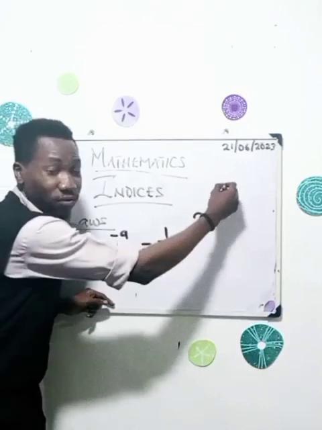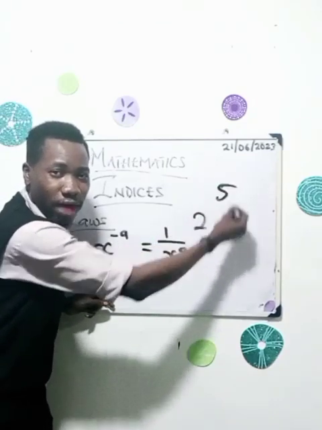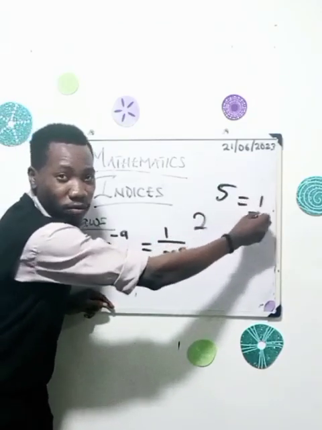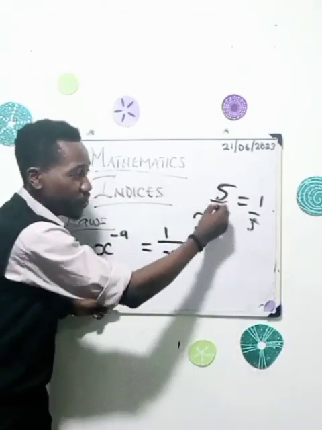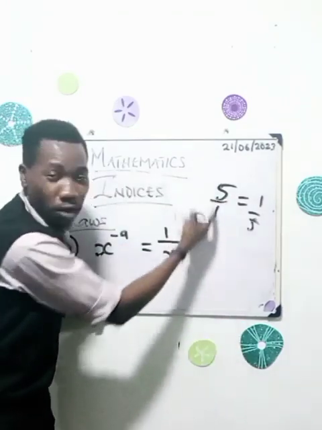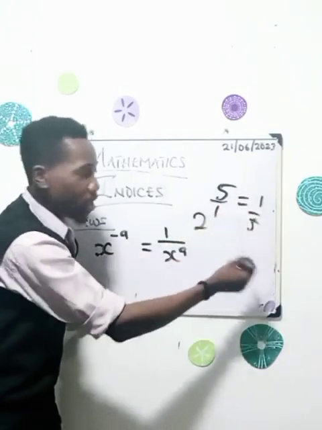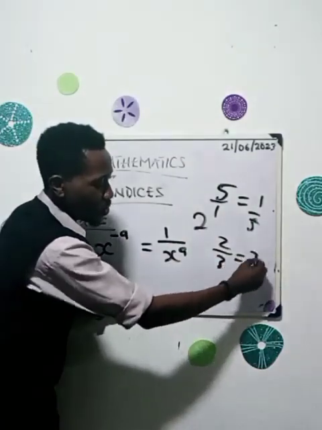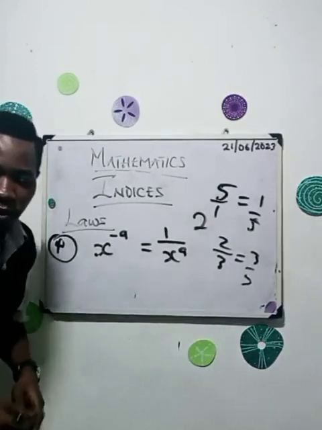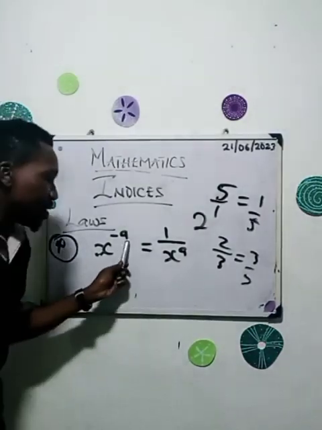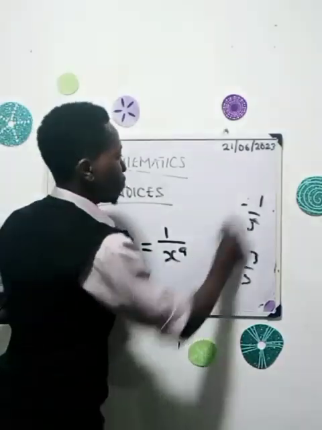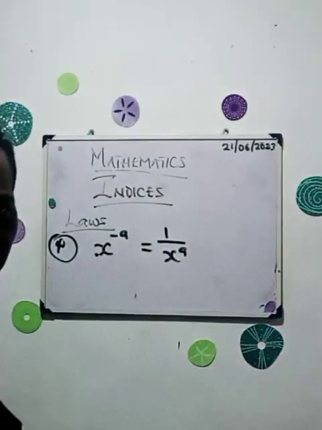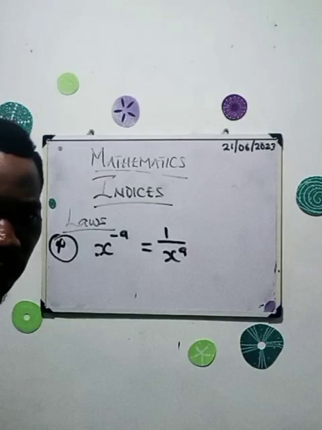Reciprocating means, if they ask you what's the reciprocal of 5, the reciprocal of 5 is 1 over 5, like you're turning it upside down. Don't forget that 5 is the same thing as 5 over 1, so the reciprocal of 5 over 1 is 1 over 5. The reciprocal of 2 over 3 will be 3 over 2. So you reciprocate this, and whatever you have here becomes the power. Reciprocal means 1 over.